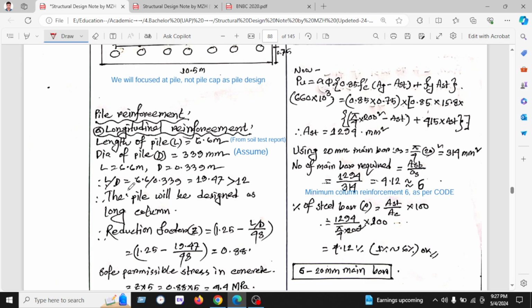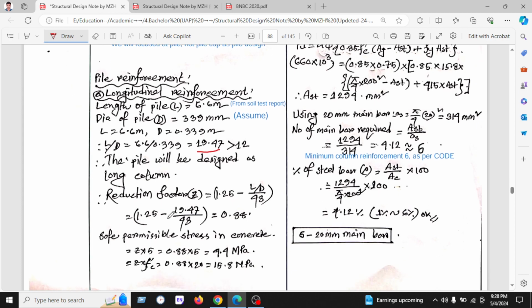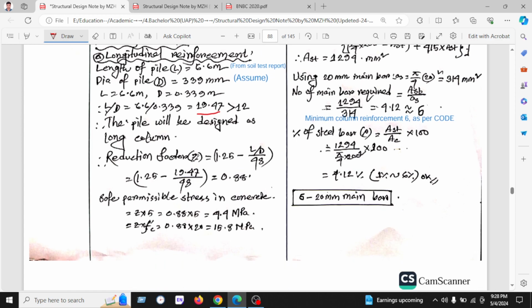So the ratio of L by D is 19.47, which is greater than 12. So the pile will be designed as a long column. If the L by D ratio is less than 12, then we design it as a short column. The reduction factor Z is 1.25 minus L by D divided by 48, and we have found 0.88.